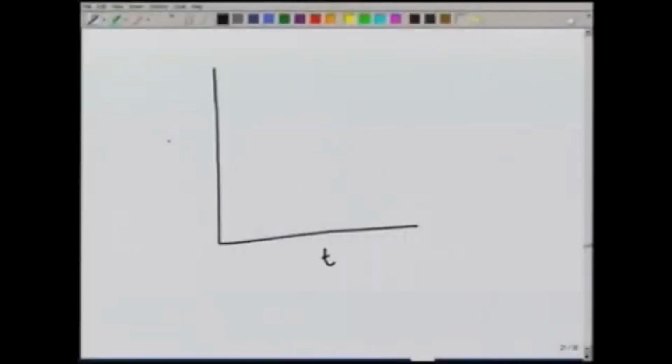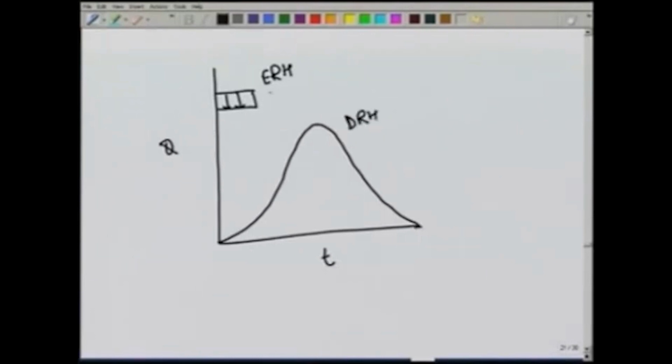The second principle which we have is the principle of linearity, which says that if some ERH causes a DRH, so this DRH, direct runoff hydrograph, is for this effective rainfall hydrograph.